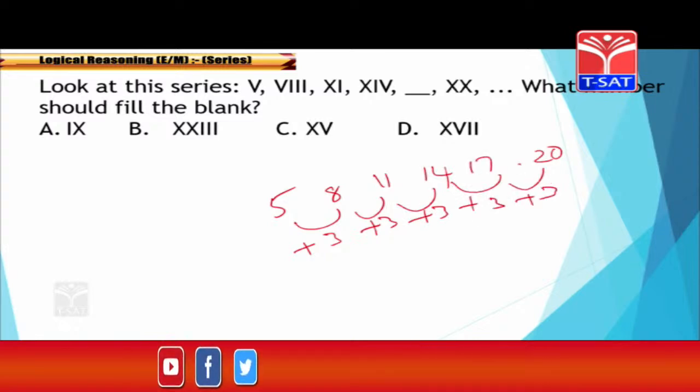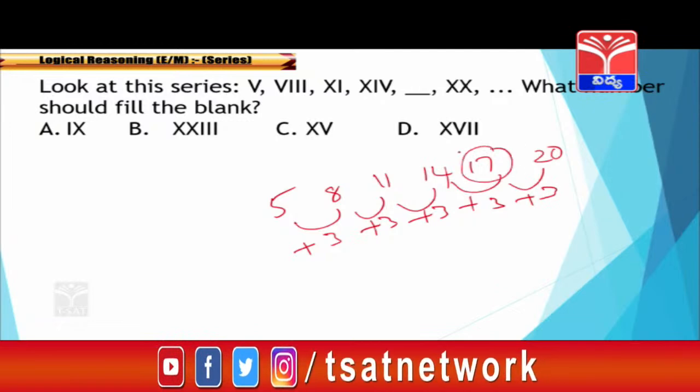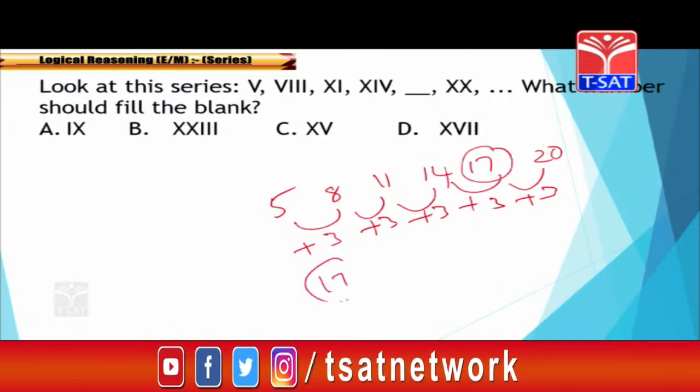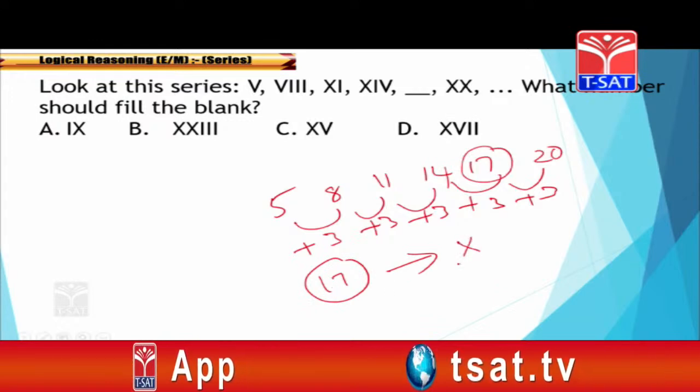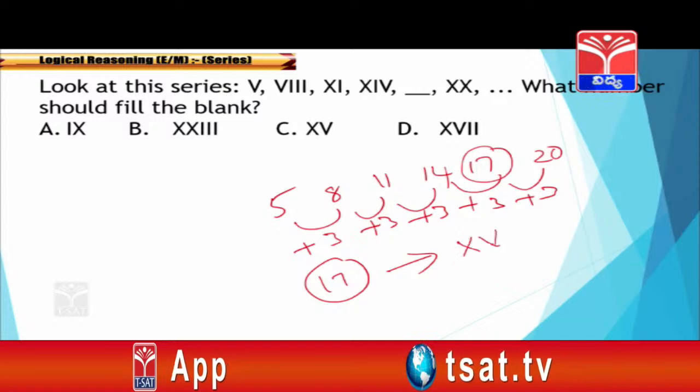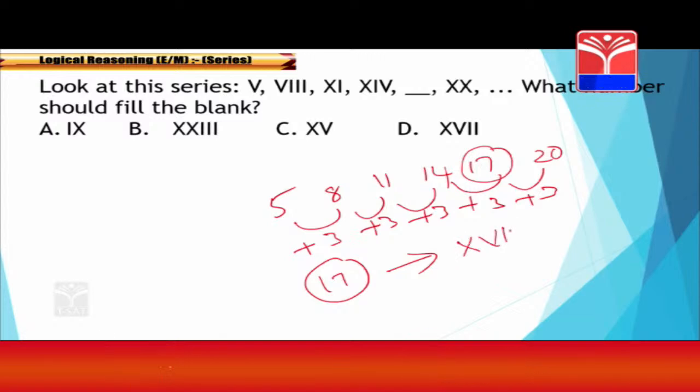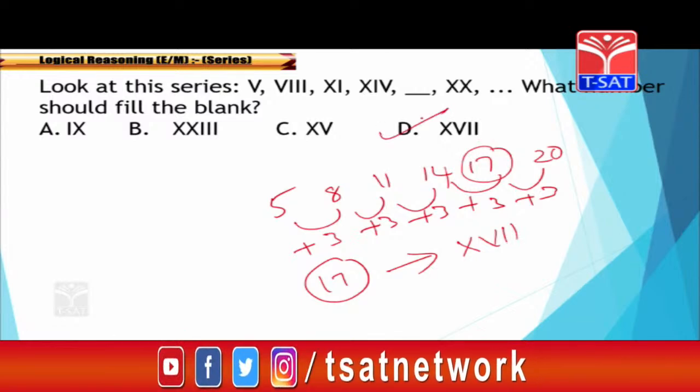So what is the required number here? 17 is required. If you want to write 17 in Roman numbers, we have to write X is 10, V is 5, II, that is 17. Correct? So XVII, option D is the correct one.